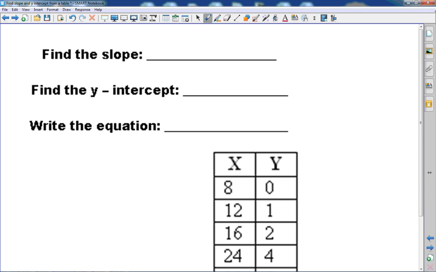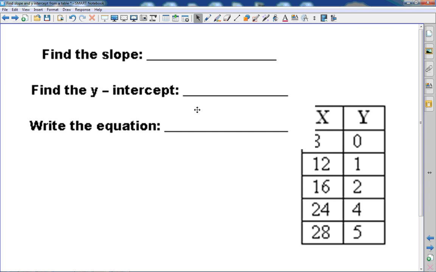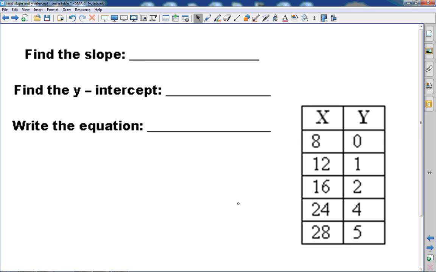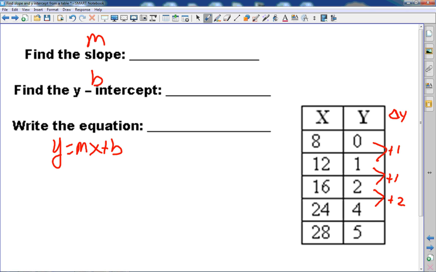Let's do the next one. Let's see if I can move this up here. Move some things over. Okay, pause the video and find your slope and y-intercept and equation. Remember, slope is the letter m, y-intercept is b. My equation is y equals mx plus b. First thing I'm going to do is delta y, the change in y. Plus 1, plus 1, plus 2, plus 1.